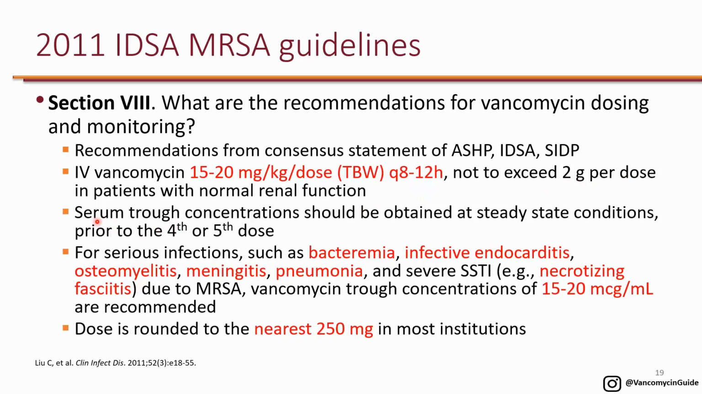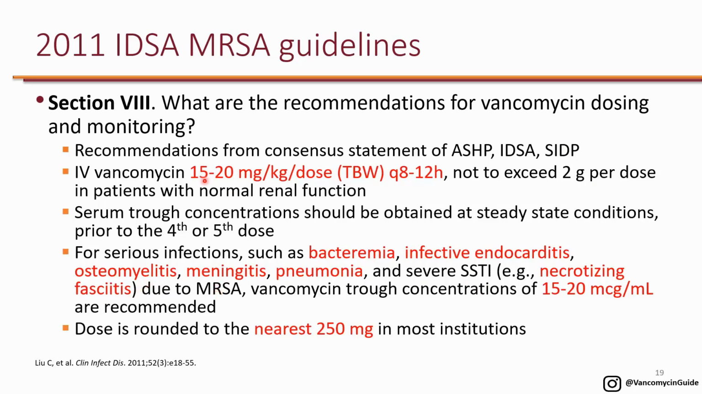And then they recommend to get the trough prior to the 4th or the 5th dose. And once you get that level, prior to the 4th or the 5th dose, they recommend a target trough of 15 to 20. So the higher end of the trough, 15 to 20, is for serious infections such as bacteremia, endocarditis, osteomyelitis, meningitis, pneumonia, and severe skin and soft tissue infections such as necrotizing fasciitis. And of course, any of these as long as they are due to MRSA.